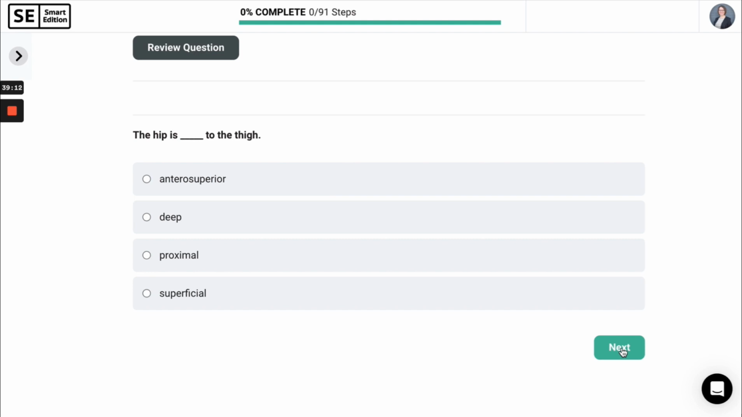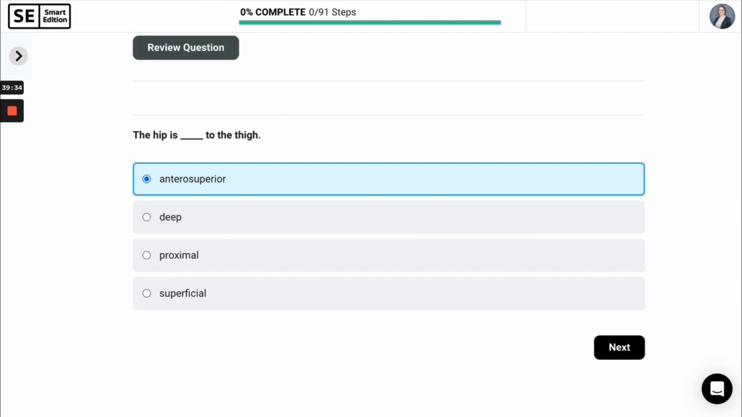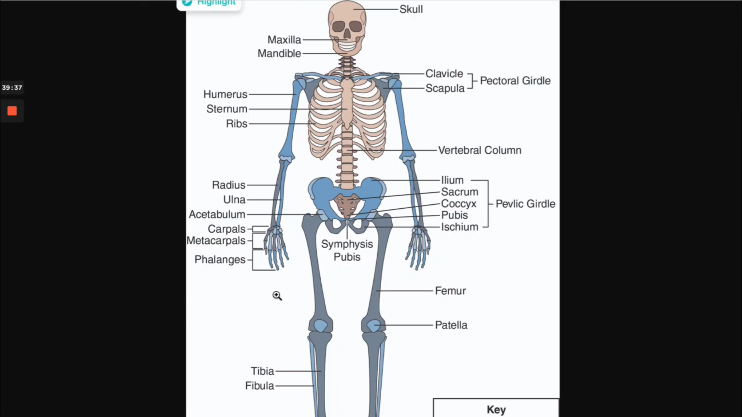The hip is blank to the thigh. Is it anterior superior, deep, proximal, or superficial? So the correct answer here is anterior superior. So we'll go back and we'll look at our skeleton. The hip here, this is your hip socket, and the thigh is basically here where your femur is. So anterior superior means in the front, anterior, and superior meaning above. So your hip is both anterior and superior to the thigh.